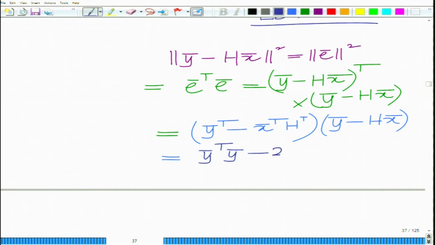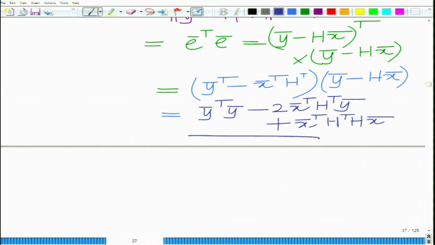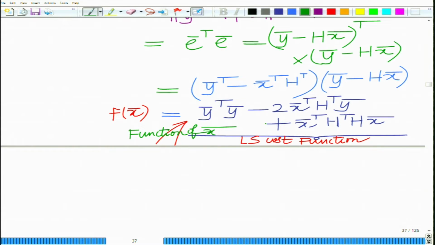So, I am going to simply write this as y bar transpose y bar minus twice x bar transpose h transpose y bar plus x bar transpose h transpose h into x bar. Okay. Now, this is what we get. So, this is the cost function, also known as the least squares cost function. Now, let us denote this least squares cost function by f of x bar. Remember, this is a function of the vector x bar.